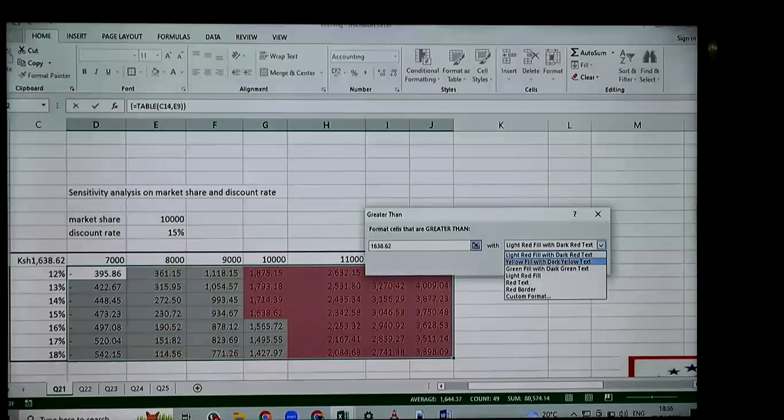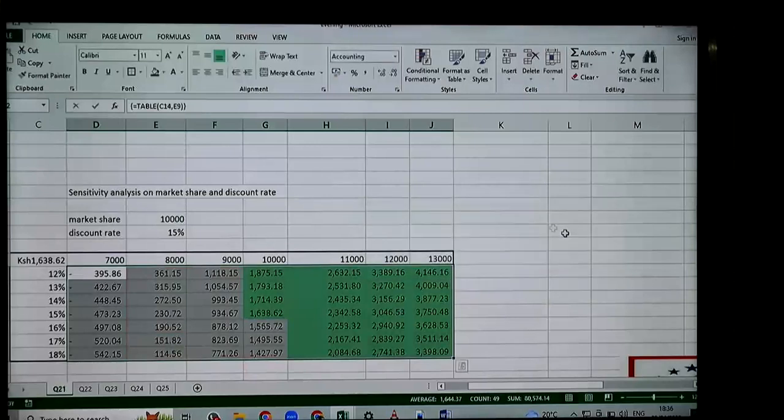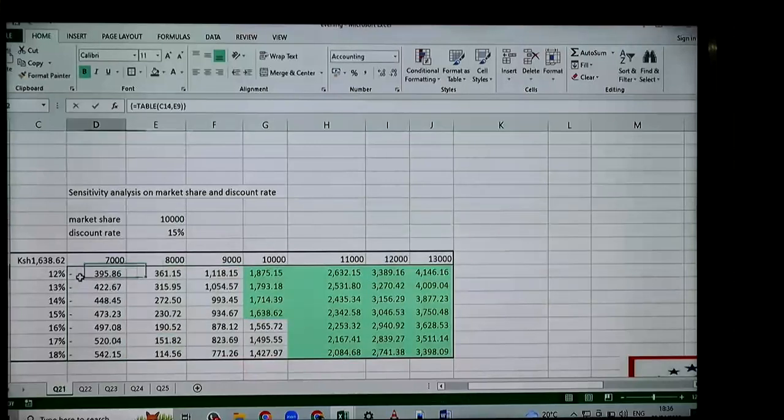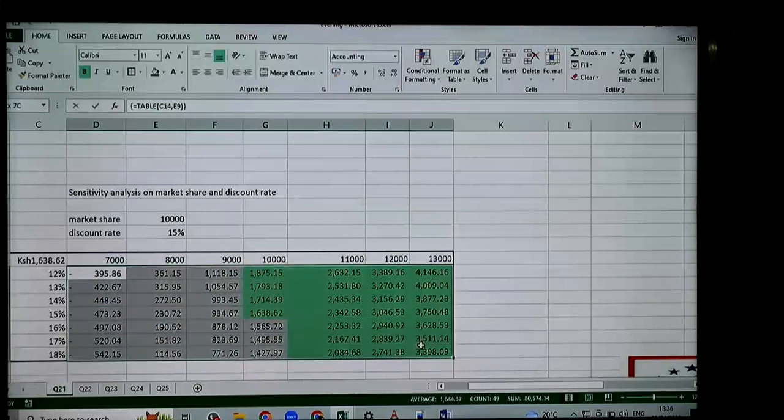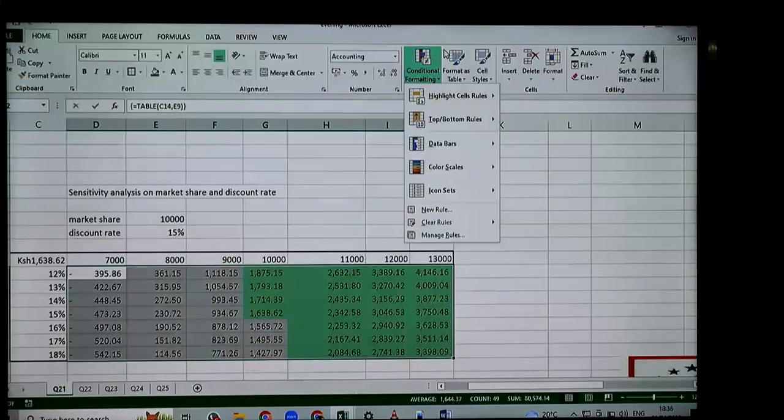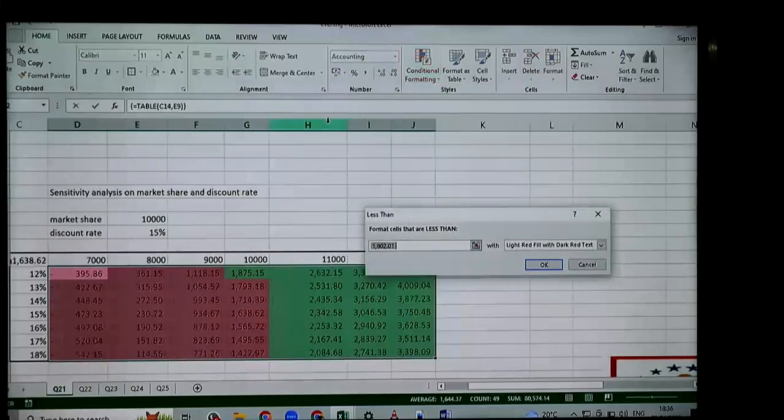Okay, and I like to fill them with green because these ones are above, because this one is greater than what we currently have, isn't it? Okay, then I'll select the data again. I go to conditional formatting, then highlight, so I'll go to less than.